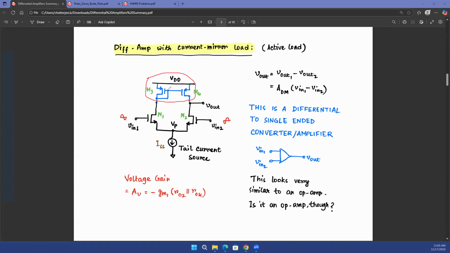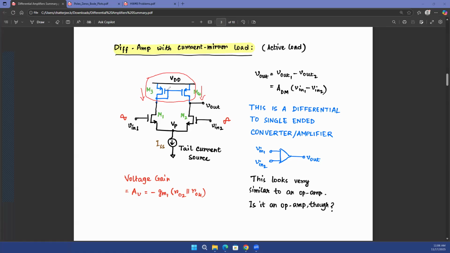If I create a current mirror-like structure on the top, then whatever current is flowing in this branch, I'm mirroring that current on the right side branch. That's what I wanted to do anyway: mirror the current on the left side branch to the right side branch. In that case, I will not need those external current sources to bias M3 and M4.